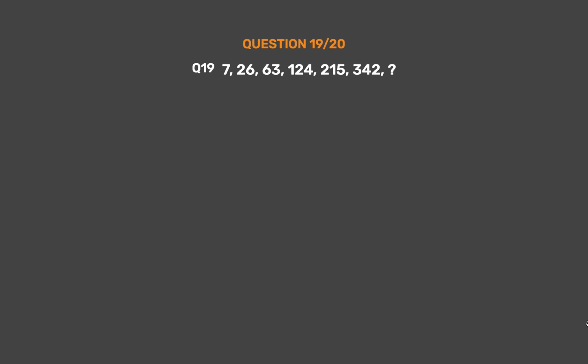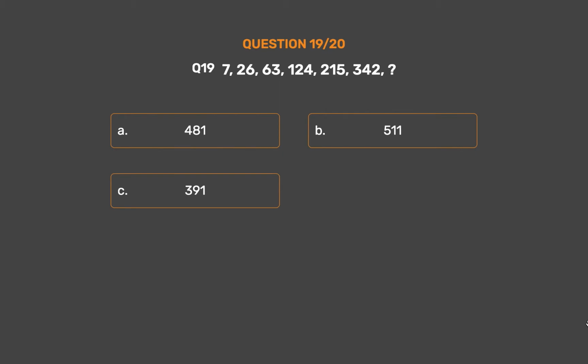Question number 19. 7, 26, 63, 124, 215, 342. Option A, 481. Option B, 511. Option C, 391. Option D, 421.